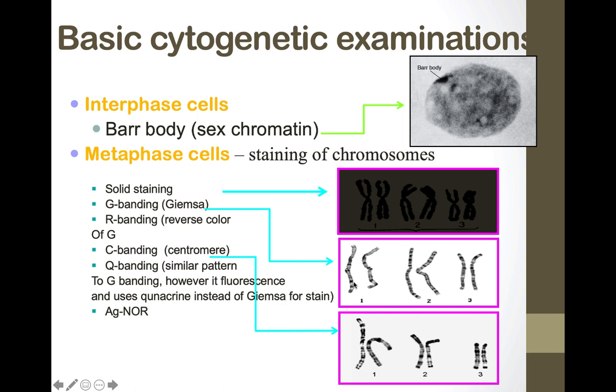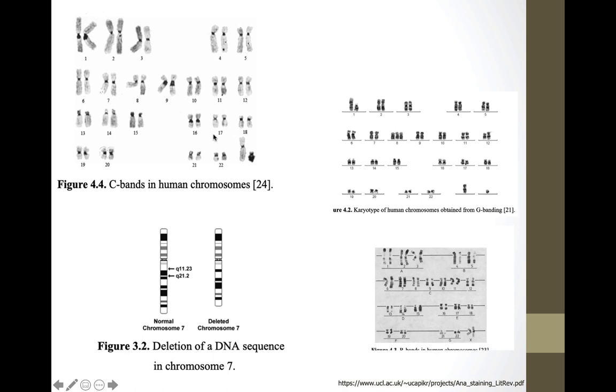the chromosome. And for every chromosome, in every human being, when you do this stain, the same pattern will come out. We will say why. So it's not random or haphazard. And then R banding is the reverse of the Giemsa stain. There's a C banding, which shows you the centromere only. Q banding is similar to G banding, but it's fluorescence. And then silver, NOR as well. So these are bands in human chromosomes.